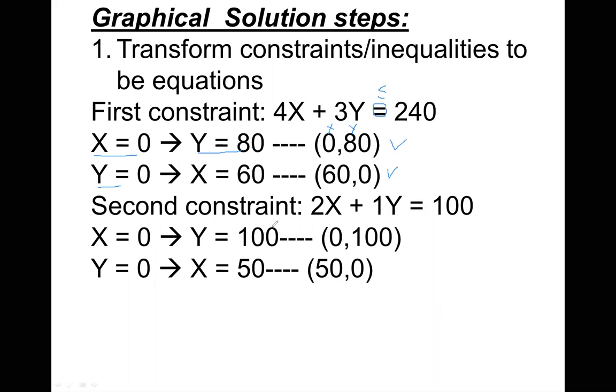The second constraint is 2x plus 1y less than or equal 100. You are doing that. I'll transform that to be an equation and then find the 2 points in the direct way. First point will be 0 and 100. Second point 50 and 0.